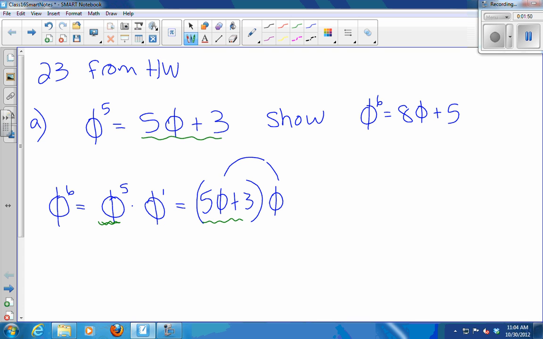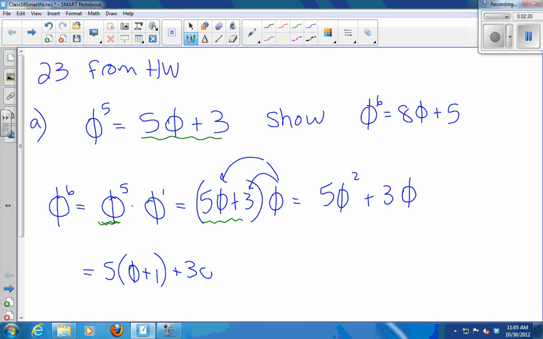Then I have to distribute this phi to both terms in the parentheses. So I get 5 phi squared plus 3 phi. And then I use the fact that phi squared equals what? Anybody remember? Phi plus 1. Phi squared equals phi plus 1. So I'm going to replace the phi squared with a phi plus 1.